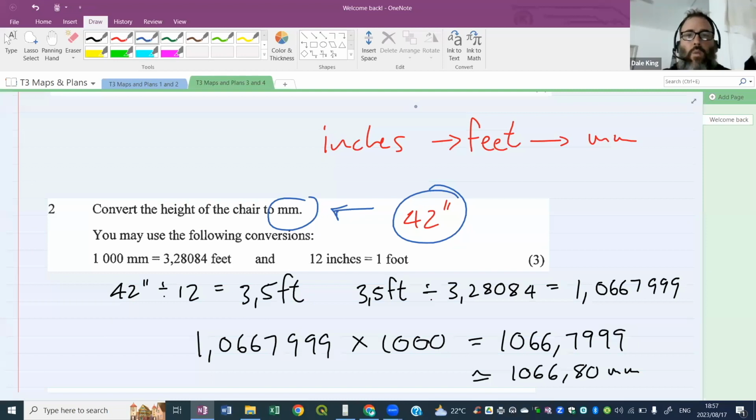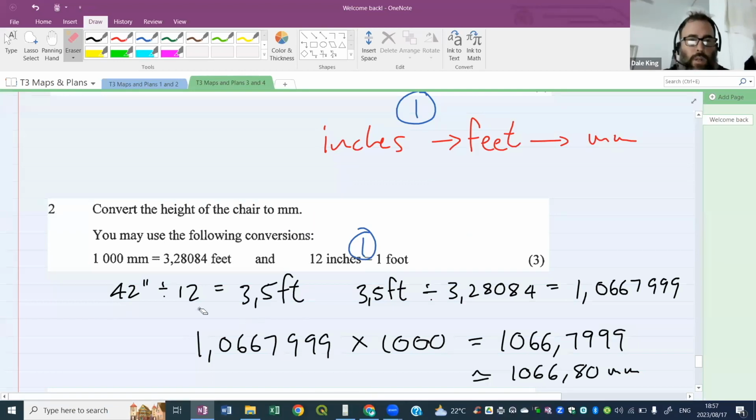So it's a 2-step process, right? For step number 1, which is inches to feet, we will use this conversion here, which I've labeled as 1. If 12 inches is 1 foot, I want to know how many 12s I have in my 42. So I cut the 42 up into 12, and I've got 3.5 of these 12s, and each one of them is 1 foot. I've got 3.5 of these 12-inch sections in my 42 inches. Therefore, I have 3.5 feet.